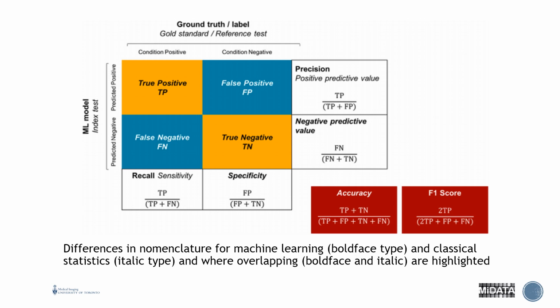Here's a nice summary slide that provides the differences in nomenclature for machine learning and classical statistics, which is what we use in medicine. It also provides the two evaluation metrics, accuracy and F1 score, which are used quite commonly in the machine learning world.